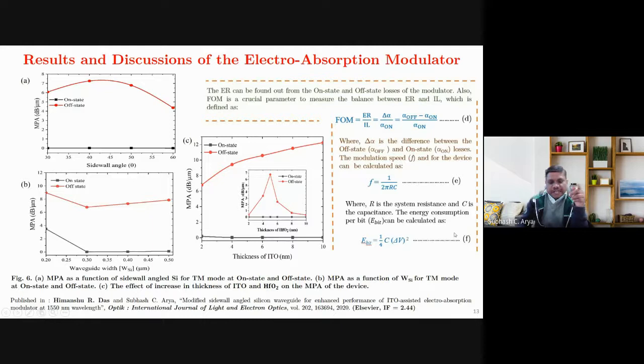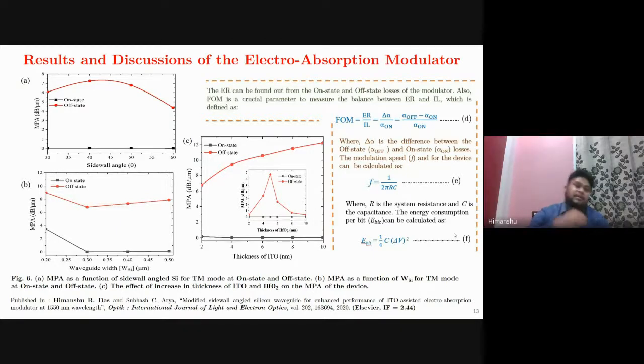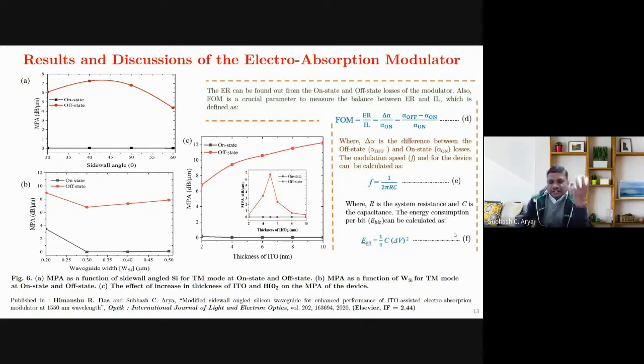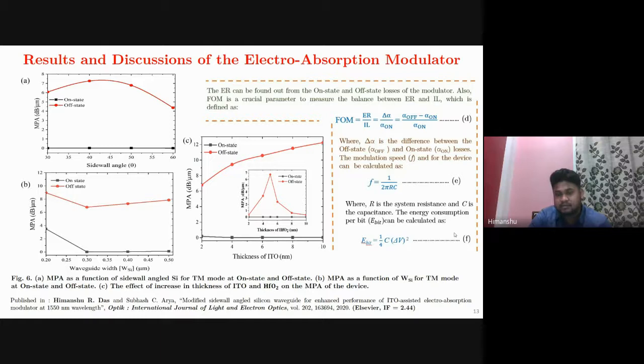Himanshu, please add on how this FOM becomes unitless, because sir is asking: you are telling extinction ratio is dB per micrometer, insertion loss is also dB per micrometer, then after taking these two, how does FOM become unitless? FOM is the ratio of insertion loss at off state minus insertion loss at on state to insertion loss at on state. So this is the ratio of ER and IL, and a ratio has no unit. Yes, sir.